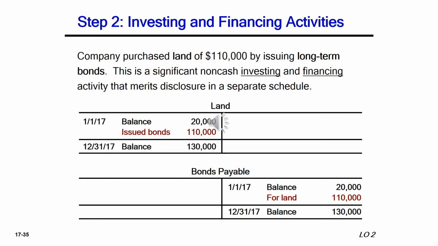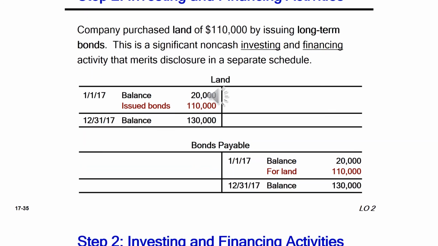And here on the slide, you can see we have the land ledger account and the bonds payable ledger account showing each of their opening balances and the changes that happened to them during this 2017 fiscal year. And we have the closing balance, of course. So let's see how we're going to handle this on our statement of cash flows.